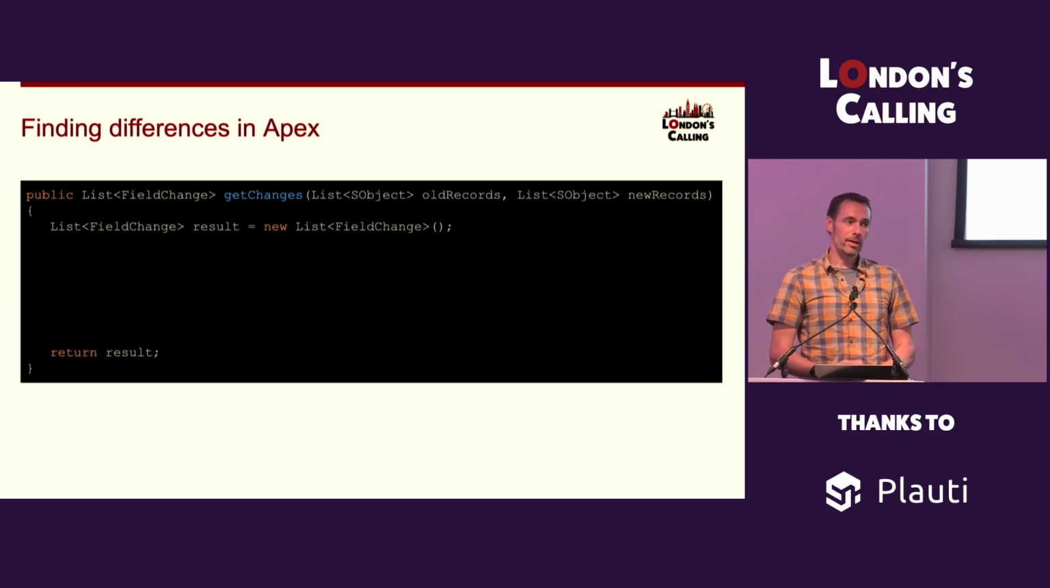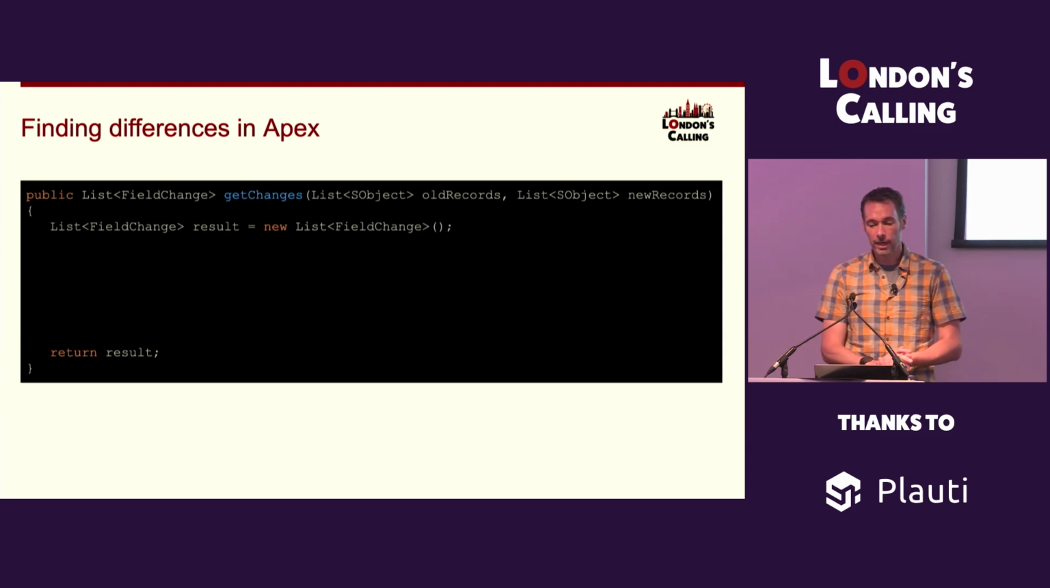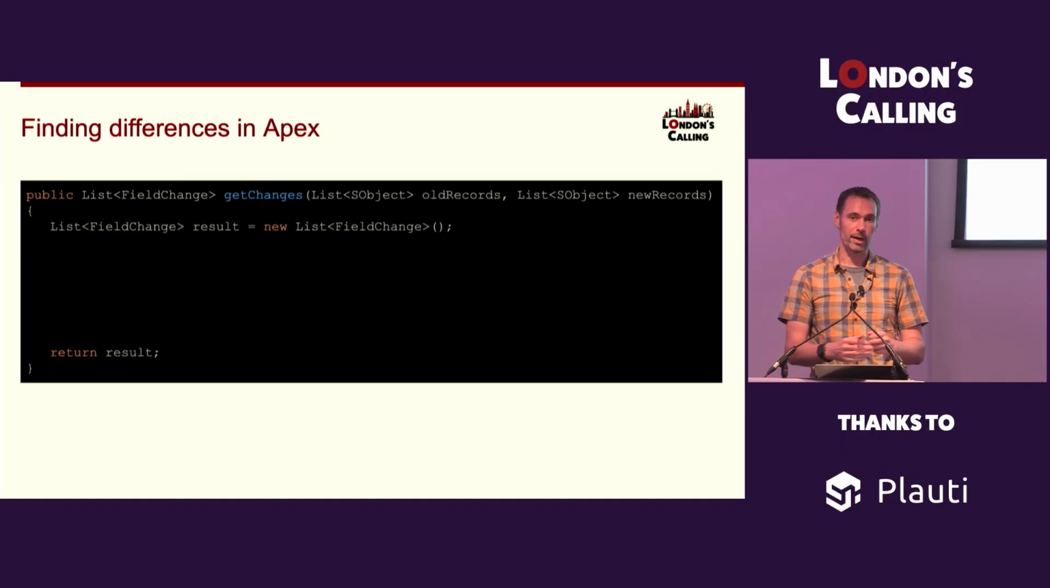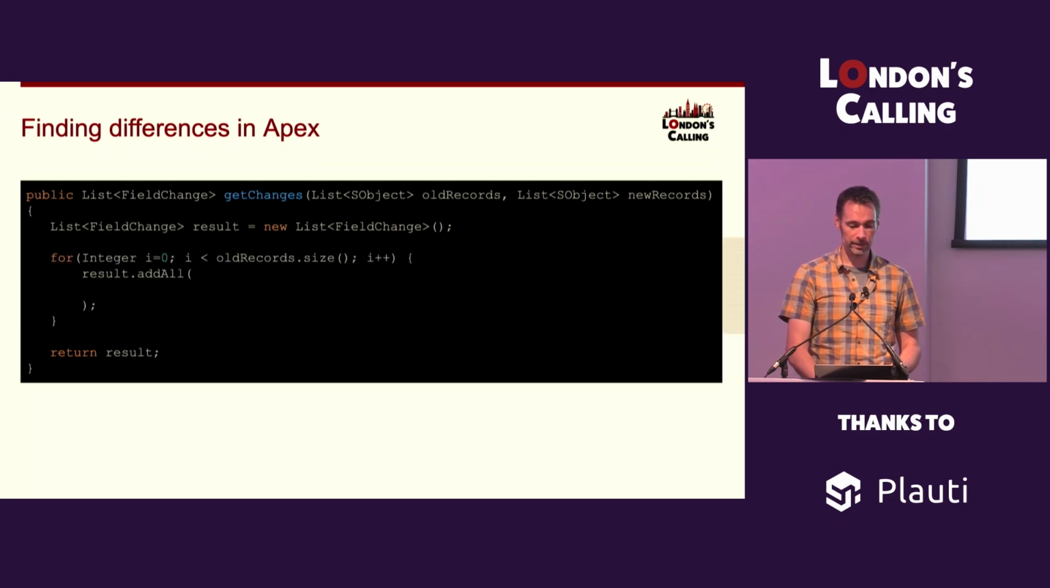To give us a baseline of performance for this, and also to make sure that we really understand the problem, we'll write it in a language that we already know. So let's do it in Apex. If we have an Apex method to get the changes from these two lists, it's going to look a bit like this, where we start off by making a list of results, and we're going to return that, and in the middle, we're going to fill in that list. It's going to iterate through the array of old records, and for each pair of old and new records, it's going to generate some changes and add that to the list.